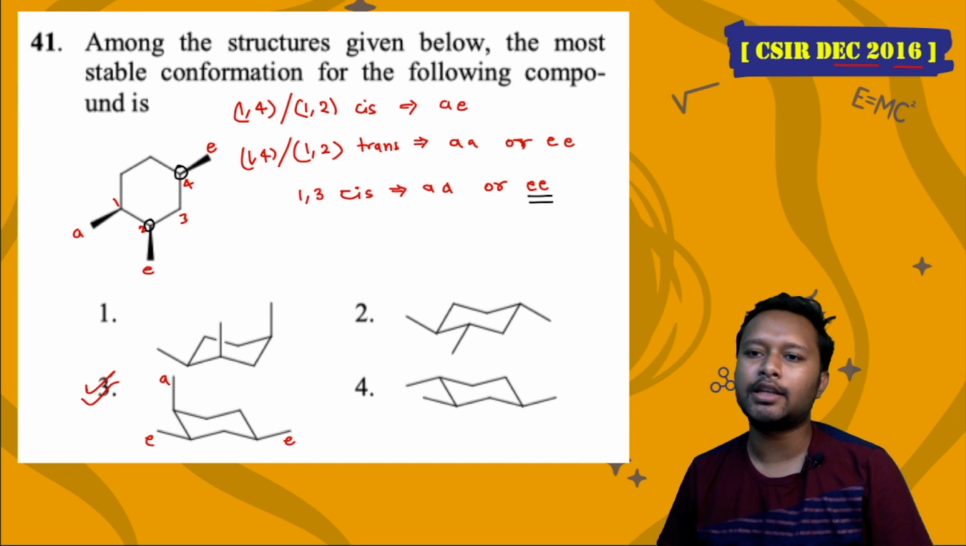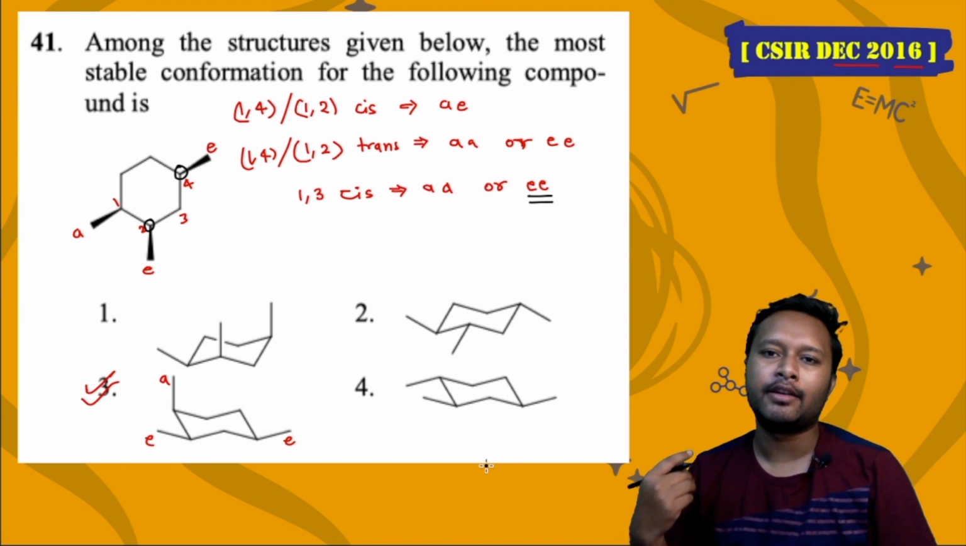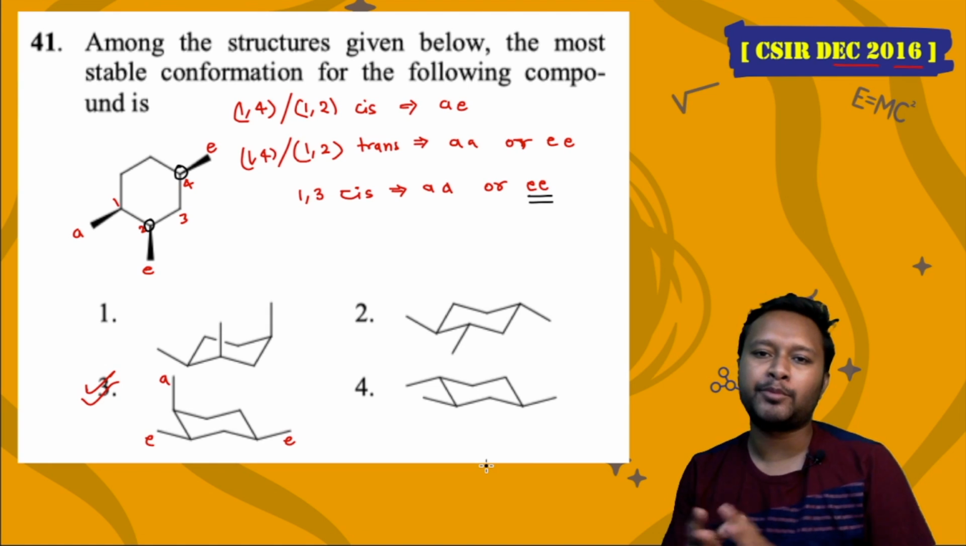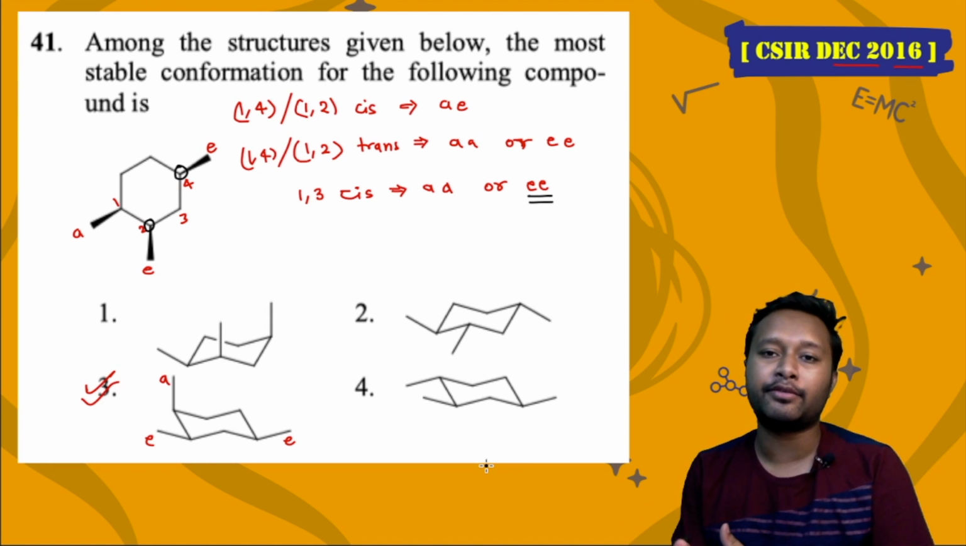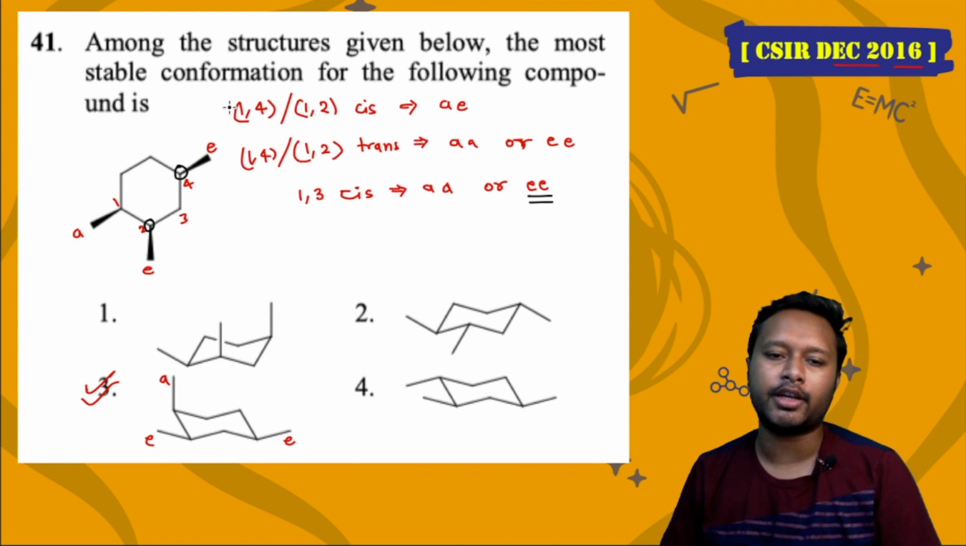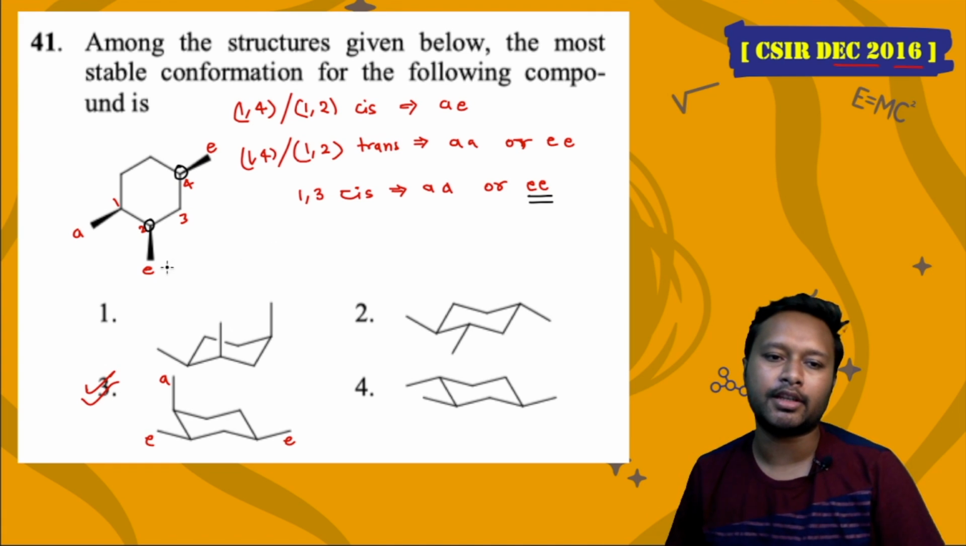Now I'll tell you that when this question was asked in CSIR December 2016, many people thought option number 4 should be correct. Why? Because all these groups are at the equatorial position, and we know that equatorial positions are more stable on cyclohexane because they apply less repulsive force. There is less 1,3-diaxial interaction, so it becomes more stable. So many people opted for option number 4, although that was not correct. You also have to maintain the relative stereochemistry of the substituents.